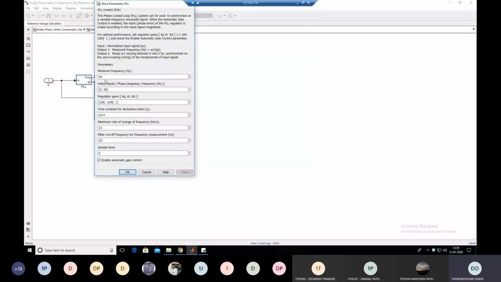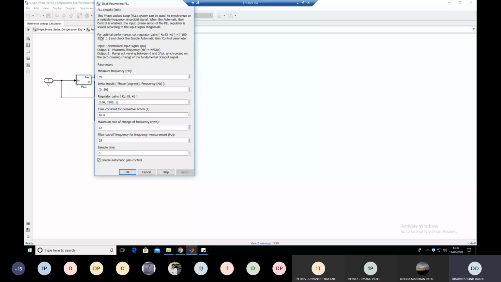you observe at the receiving side. 49 Hz frequency here you take, or you can also take 50 Hz. How much is the frequency of your supply? So here we have 50 Hz, so here put 50 Hz. If your supply is 60 Hz, put 60 Hz here. This is the regulator gain. This is the optimal value.